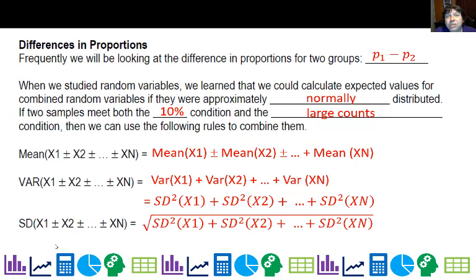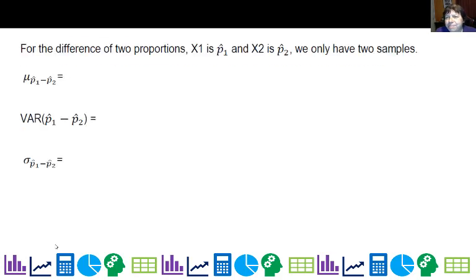Okay, so let's go ahead and apply that to the difference of two proportions. Again, remember, variances always add. So for the difference of two proportions, x1 is really p hat 1, and x2 is p hat 2. We only have two samples. We're subtracting. So it's just going to be P1 minus P2, because the expected value for X1 is P1, and for X2 is P2. Variances we're going to add. So we're going to add the variance for P1 and P2. By the way, that's just the standard deviation squared for P1 and the standard deviation squared for P2.